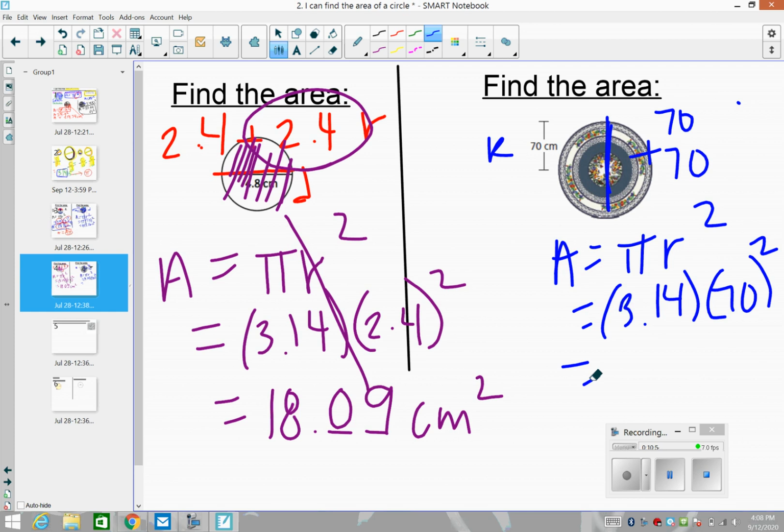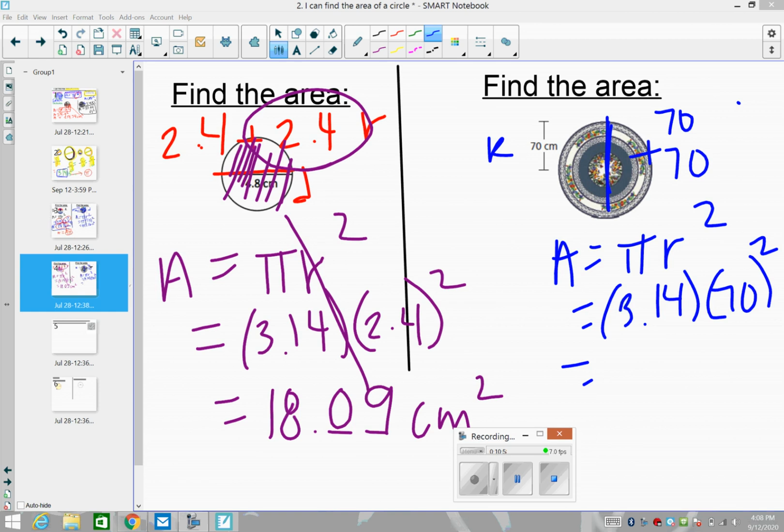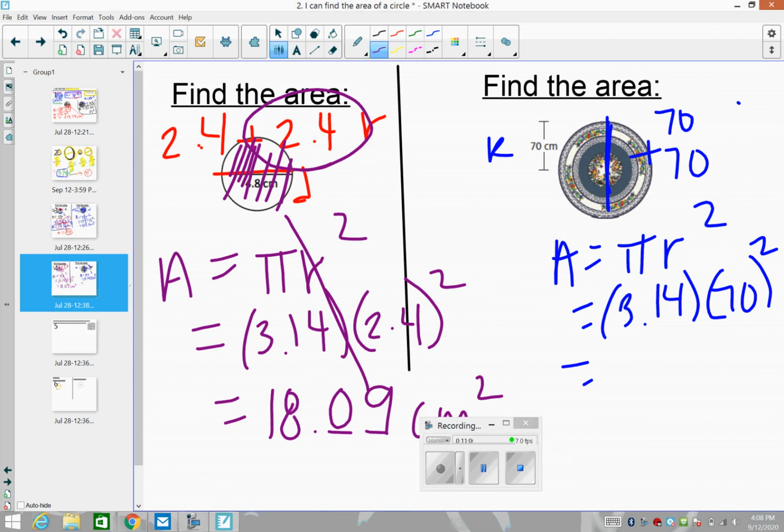3.14 times the radius of 70 squared gives me a big number. We're talking about the area in centimeters squared of this rug. It would be 15,386. Now we're talking centimeters, so we're talking a small unit here, but centimeters squared of area.